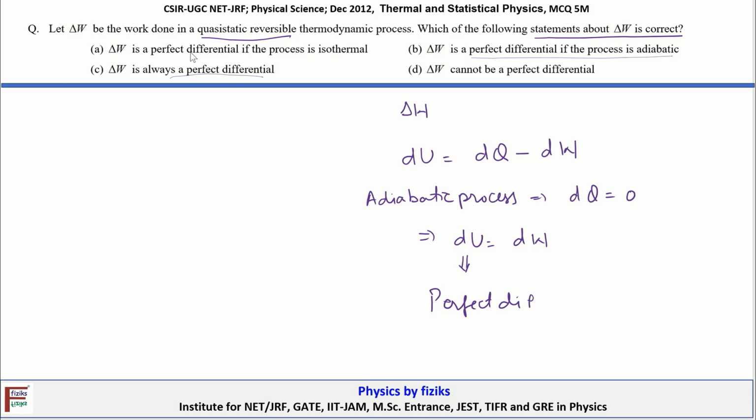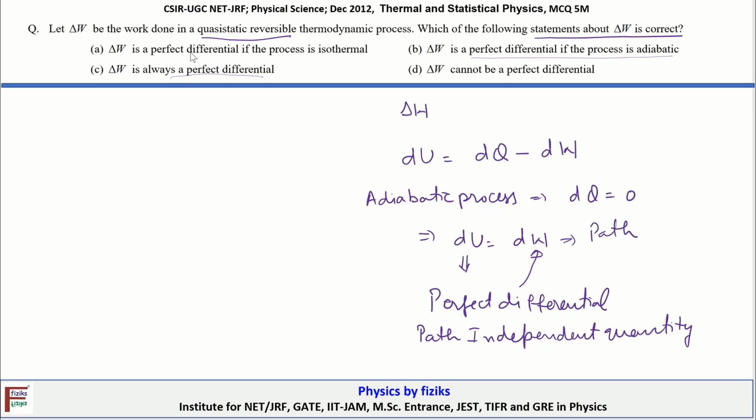So that means it is a path independent quantity. So therefore in an adiabatic process the work done also becomes path independent. Okay, path independent. So therefore in an adiabatic process the work done becomes a perfect differential. So that means B is the correct option here.